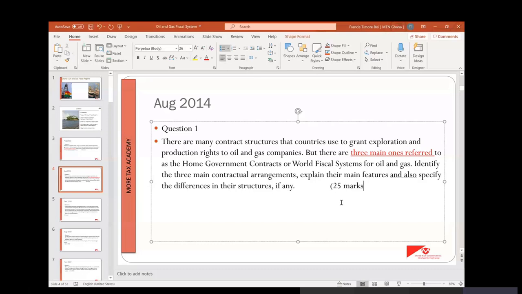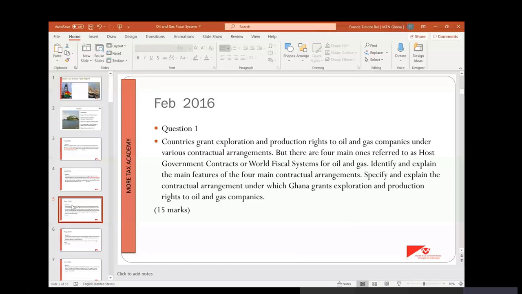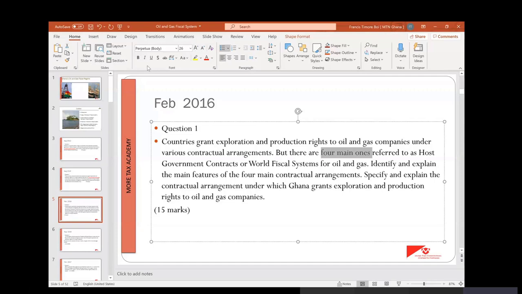Countries grant exploration and production rights to oil and gas companies under various contractual arrangements. But there are four main. So you see, we are graduating small, small. Please don't get confused about whether four main or three main or two main. When we start going through, you see that there are some which are popular. So in exams, I'll just write the popular ones and then I'll move on.